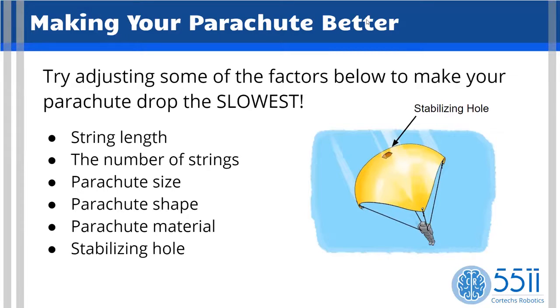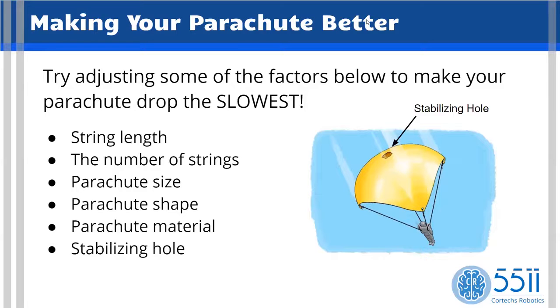The number of strings: if you only have two or three strings, your parachute might wobble in the air. If you use more strings, like 8 strings like you're doing with this parachute, you'll have greater stability. Parachute size: the larger parachute you have, the more surface area you have, and there's greater air resistance, so your parachute will be in the air for a longer amount of time.